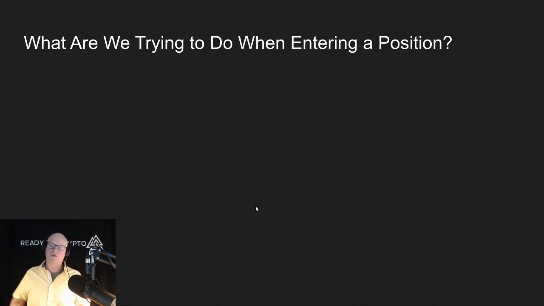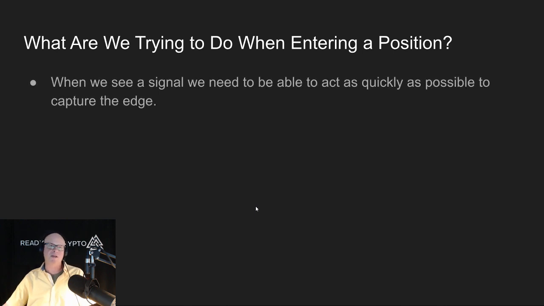Okay, so let's walk through the problem here. What are we trying to do when we're entering a position? If we go through the futures masterclass and come up with some kind of a system where you're going to go long on a contract, you want to buy low, sell high, find some kind of an edge to get some kind of a hook entry and ride this thing up for a few bucks. What do we need to do to enter a position? Well, when we see a signal, which we define in Module 5, we need to be able to act as quickly as possible to capture the edge.